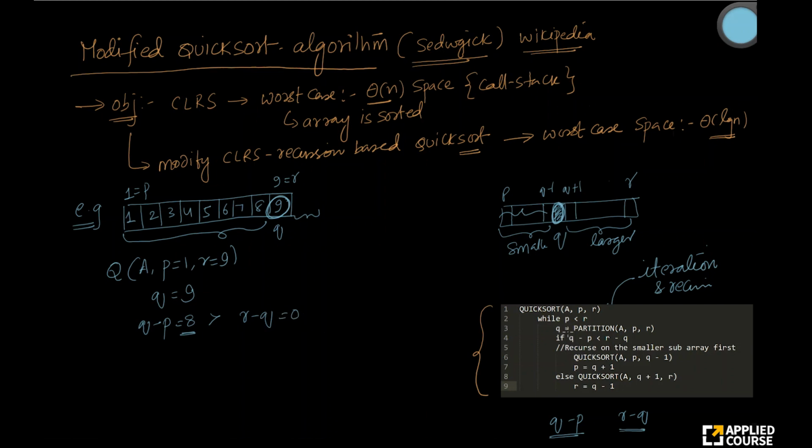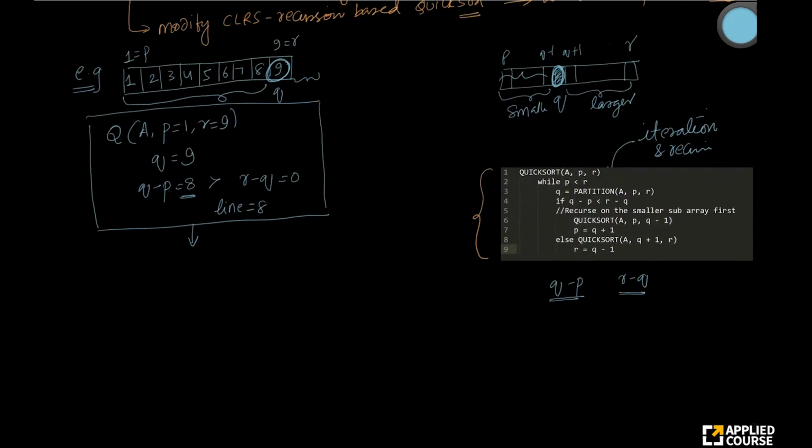That's what it's computing. This if condition is basically measuring whether your left subarray is larger or right subarray is larger. So you got Q minus P greater than R minus Q, which means you'll go into this else condition here. What does the else condition say? Which line am I in? I'm on line 8. And what is it calling now? Let me scroll down a little.